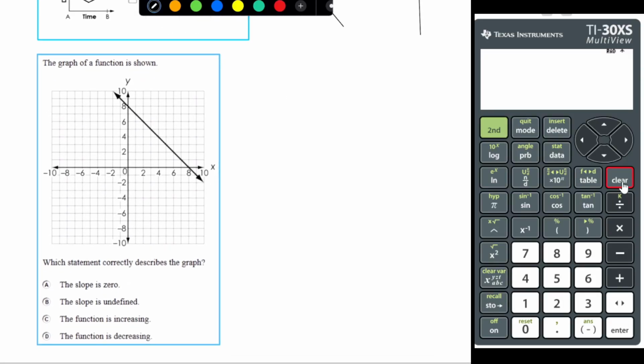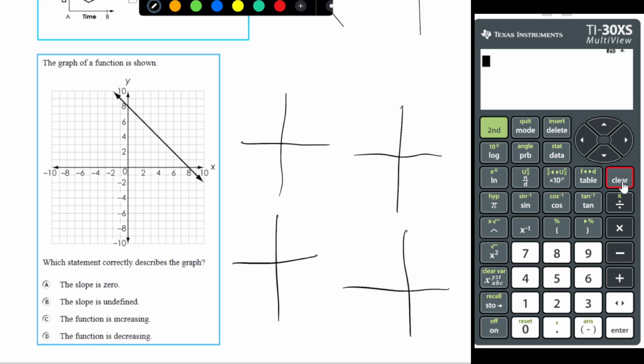The graph of a function is shown. What statement correctly describes the graph? So this is talking about slope. There are four types of slope. Okay? We have increasing. That's where the line is going up from left to right. We have decreasing. That's where the line is going down from left to right.